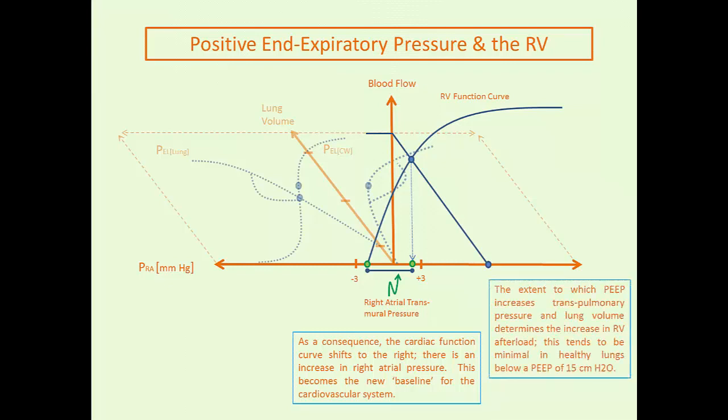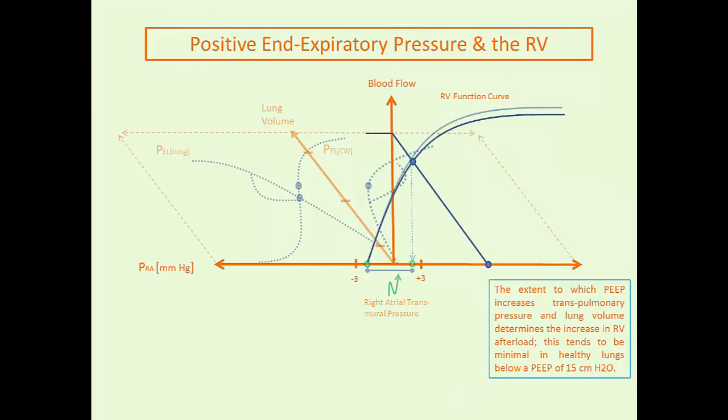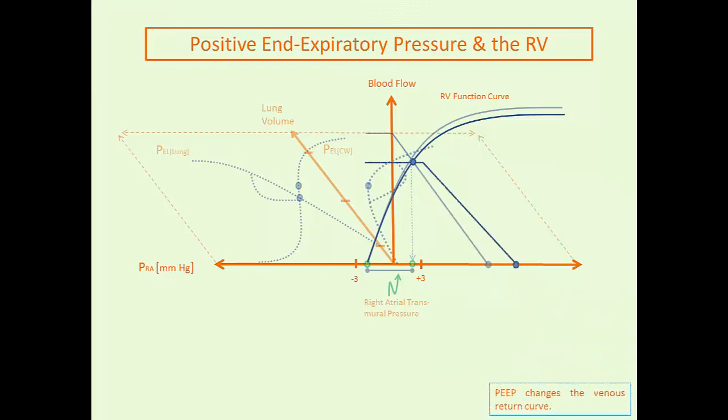So the extent to which PEEP increases the transpulmonary pressure, remember this is the extent to which it increases the lung volume, determines the increase in right ventricular afterload. And this tends to be very minimal in healthy lungs with PEEP of less than 15 centimeters of water. So there may be a very small downward shift of your right ventricular cardiac function curve, but again, very minimal.